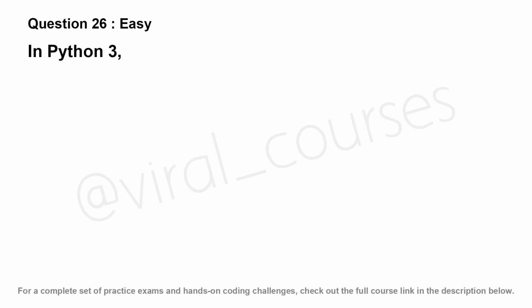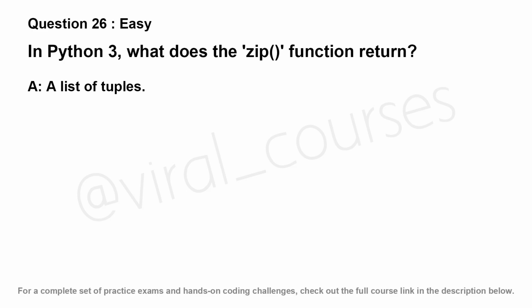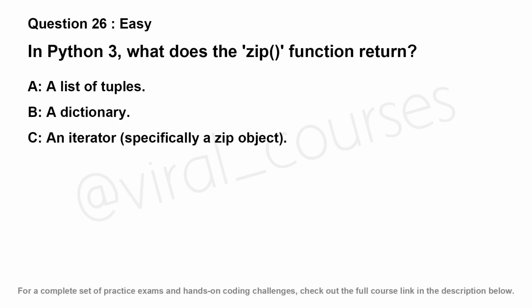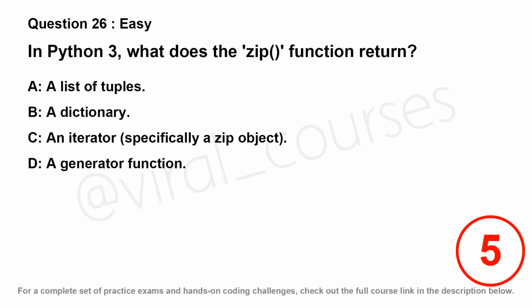In Python 3, what does the zip function return? Option A. A list of tuples. Option B. A dictionary. Option C. An iterator, specifically a zip object. Option D. A generator function.